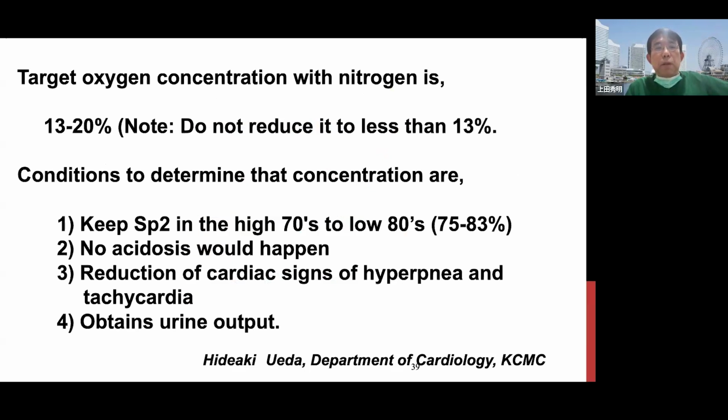So the target oxygen concentration with nitrogen is around 13 to 20. Please do not reduce it to less than 13. The condition to determine the concentration is to keep the saturation in the high 70s to low 80s. 75 to 83 percent is the target.